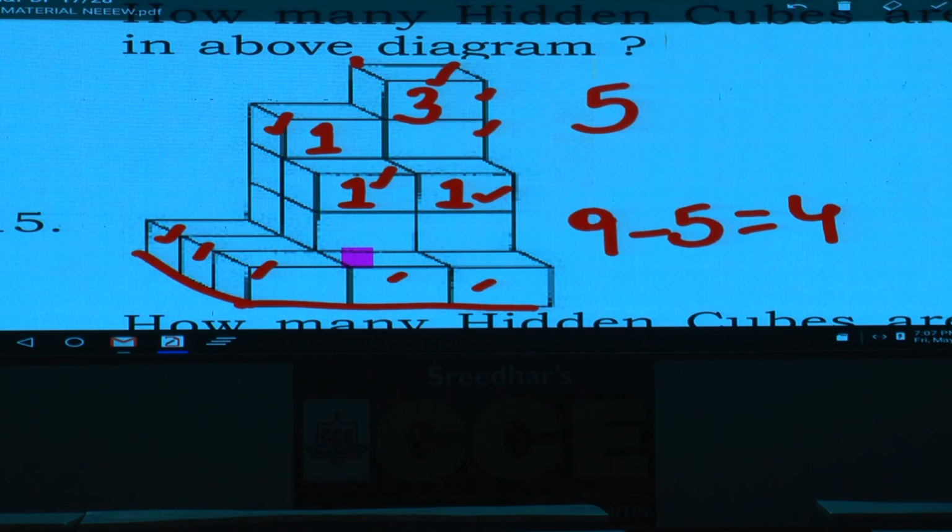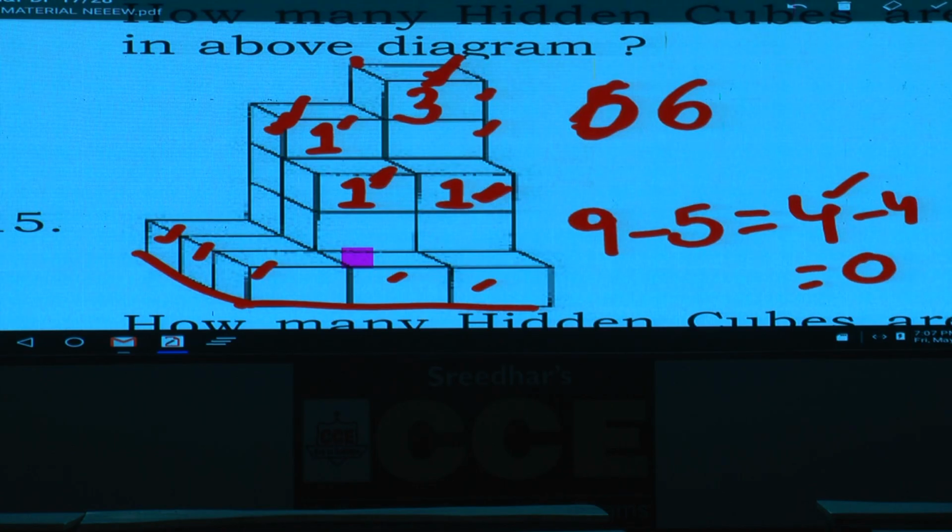Now 3 plus, now 3, 4, 5 and 6. And it's in total 6. Out of these 6, now 9 minus 5, 4 are left over. And out of these 4, 1 counted here, 1 counted, that means 1 were already counted. All the 4 were counted, and nothing was left over in the bottom. And 6 plus 0, that is 6 is the answer. And this is about question number 15.